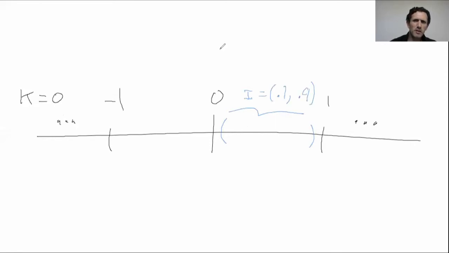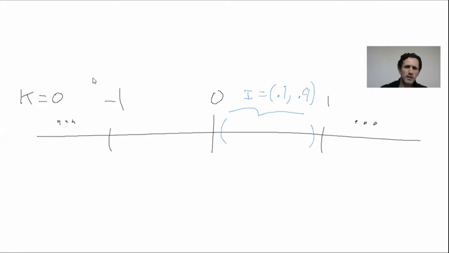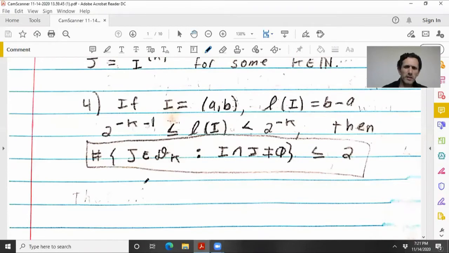Okay. So certainly k is going to be 0 if I is this interval here, because 2 to the minus 0 minus 1 is 1/2, which is less than or equal to 0.8. And it's certainly less than 2 to the minus 0, which is just 1. So yeah, k is 0 here.